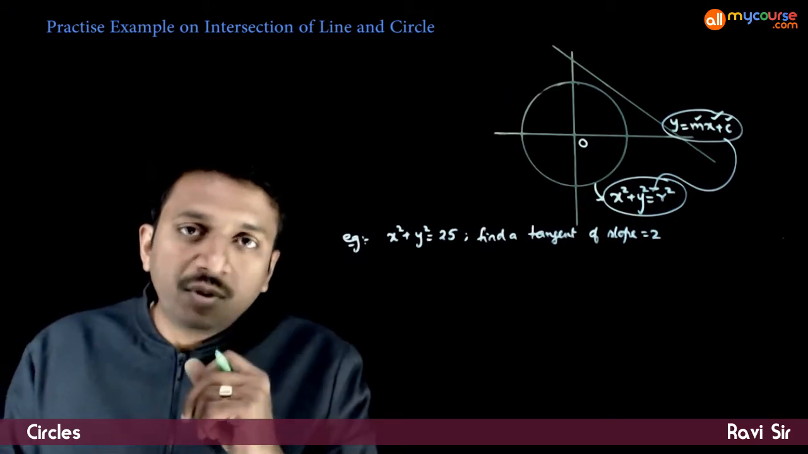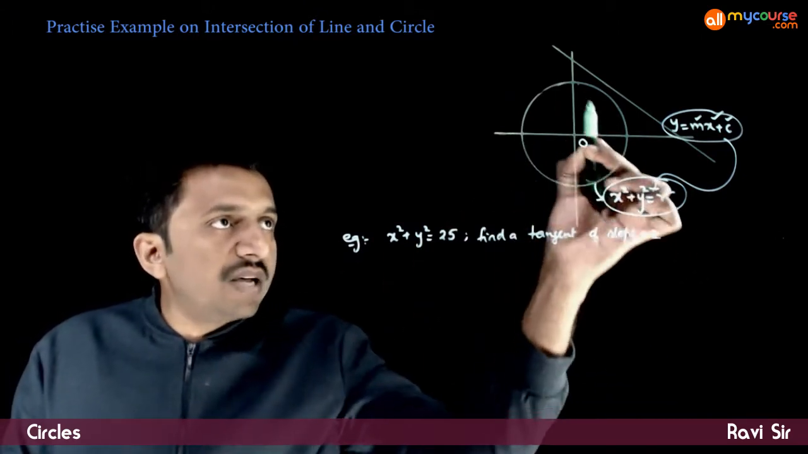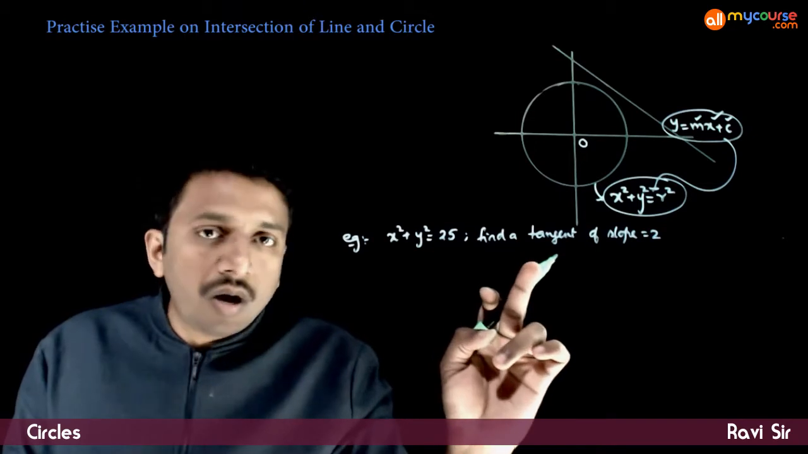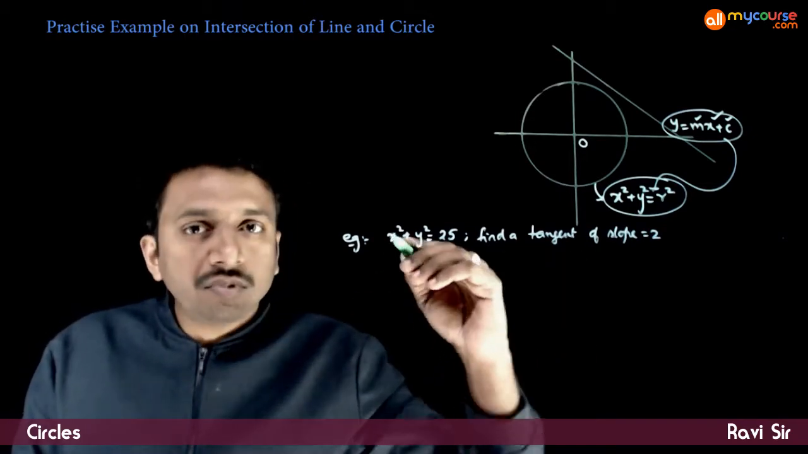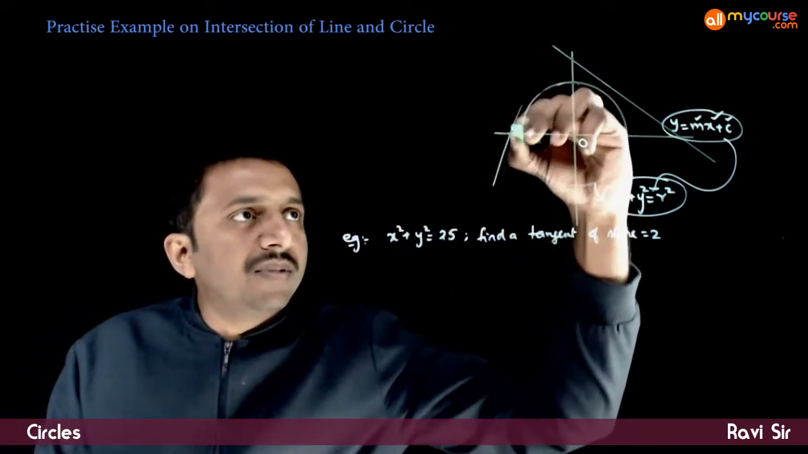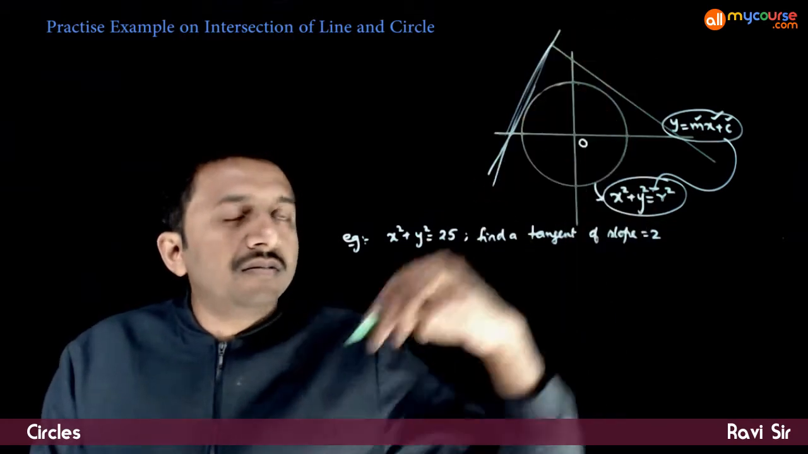So how does the diagram look like? You have a circle x square plus y square is equal to 25. You want a tangent of slope 2. Slope 2 means the tangent looks something like this, in this direction.